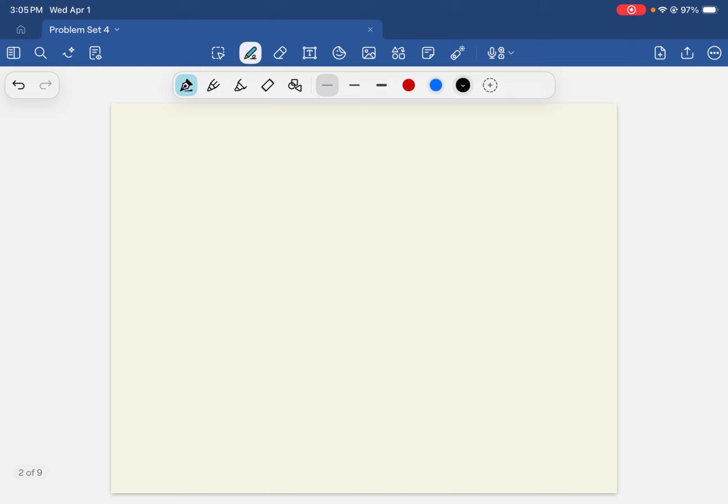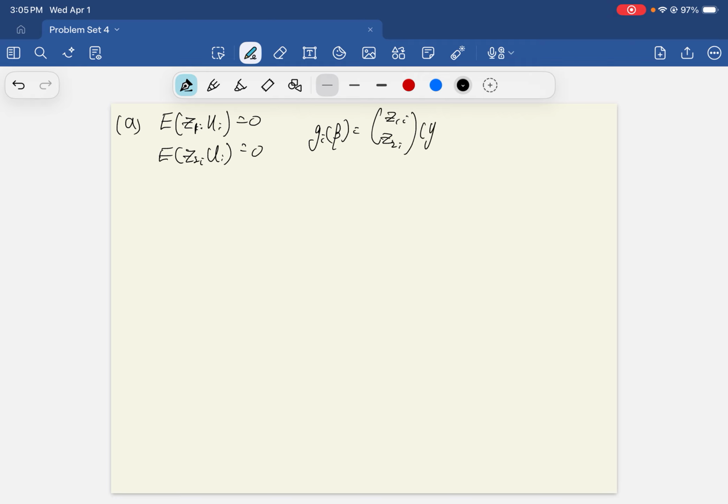So part A, what are the moment functions? The basis of our estimator is that the expectation of z1i ui is 0, and the expectation of z2i ui is 0. So we are going to estimate one parameter beta from these two moment restrictions. So you may write the function as z1i, z2i times yi minus beta xi.